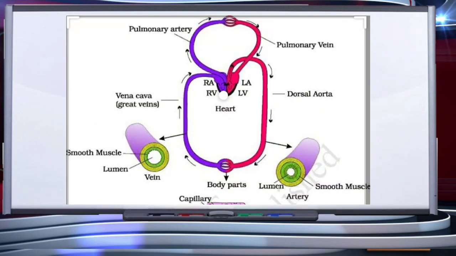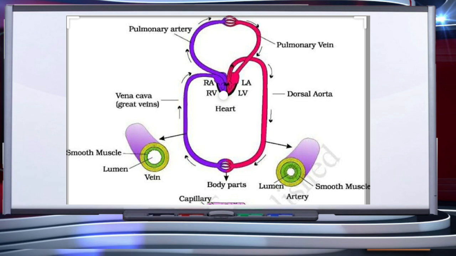The oxygenated blood entering the aorta is carried by a network of arteries, arterioles and capillaries to the tissues, from where the deoxygenated blood is collected by a system of veins and vena cava and emptied into the right atrium. This is systemic circulation, which is shown in this slide.